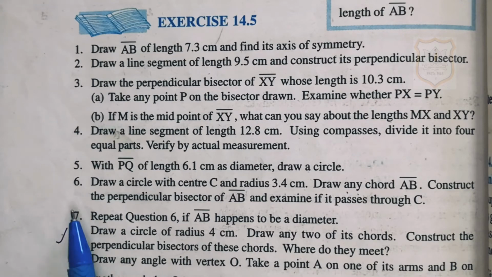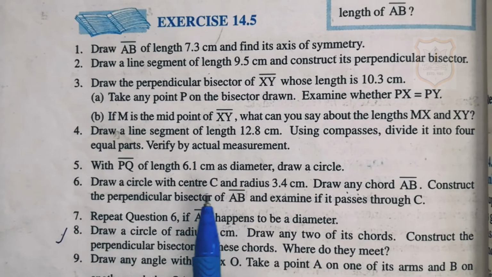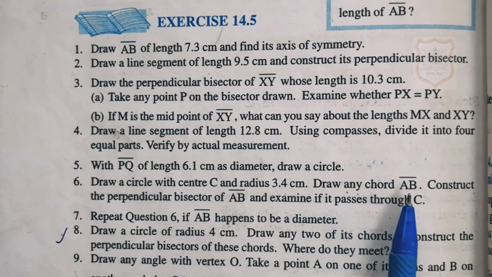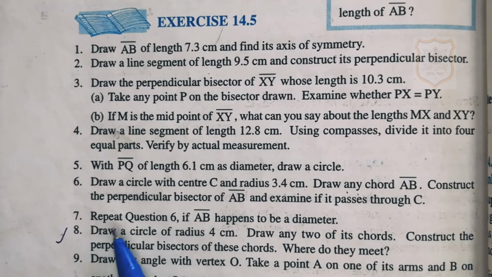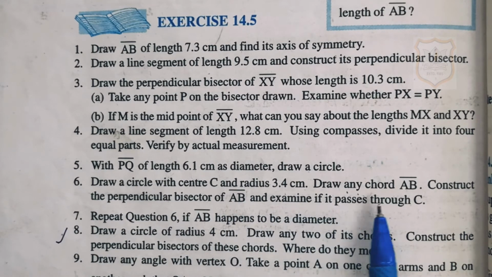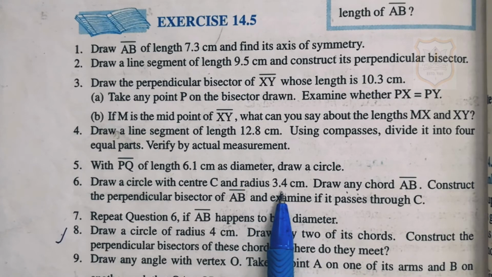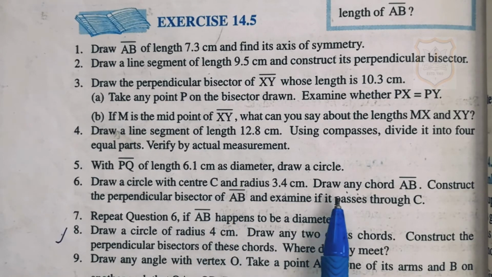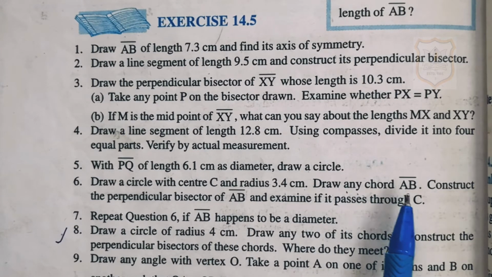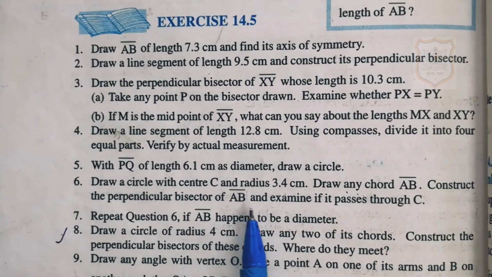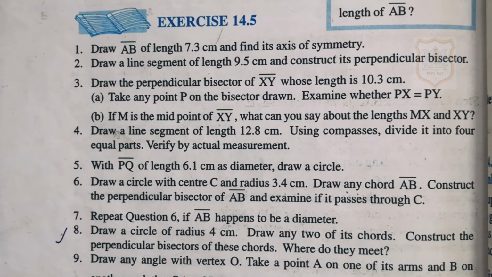Question number 6. Draw a circle with center C and radius 3.4 centimeter. Draw any chord AB. Construct the perpendicular bisector of line segment AB and examine if it passes through C. Students, here we have to draw a circle with radius 3.4 centimeter and center C, and then we have to draw a chord AB, and then we have to construct a perpendicular bisector of AB, and we have to examine whether it passes through C or not.